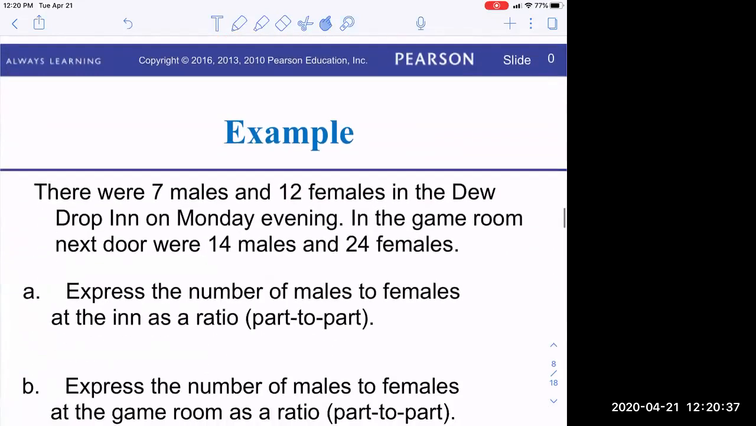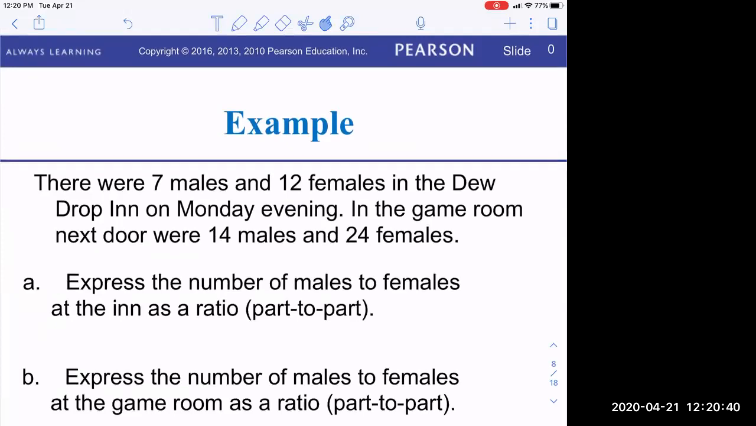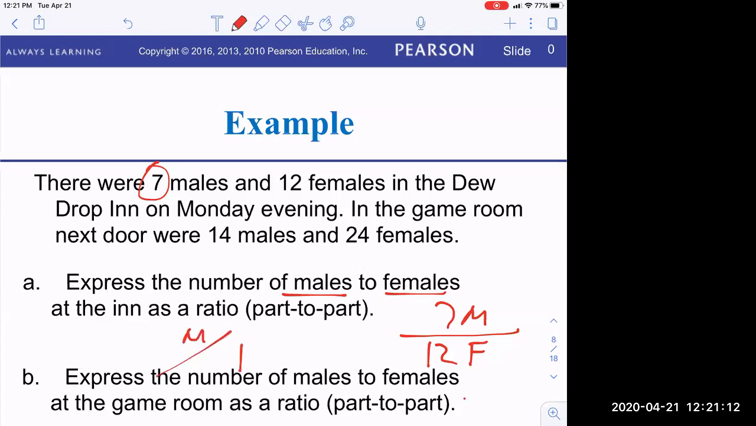So when I do a problem like this, where we're going to learn about part to part, part to whole, here I've got number of males to females. So I know my numerator is males, denominator is females. And let's see, at the end, there are 7 males to 12 females. That's my ratio. If I look at the game room, which I'll do here, still males to females, the game room had 14 males, 24 females.